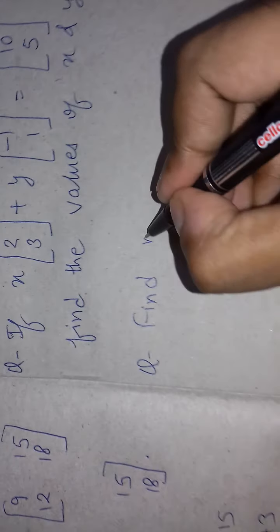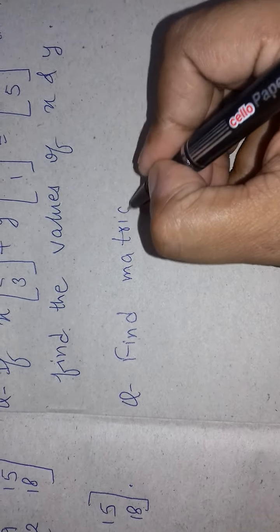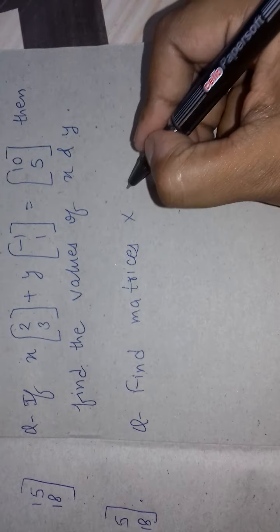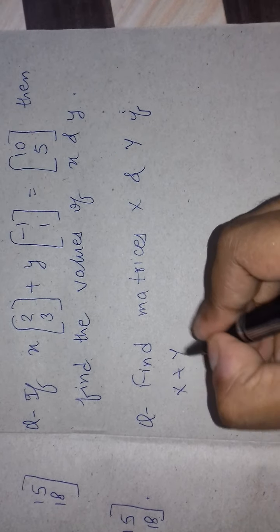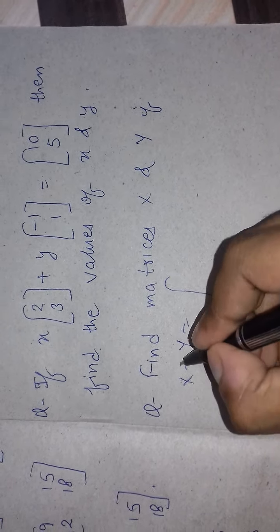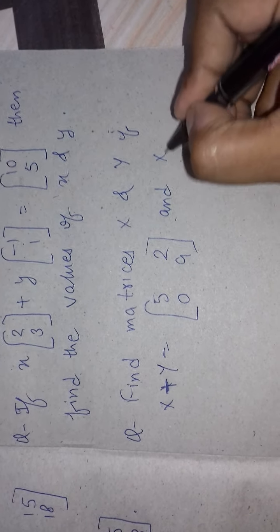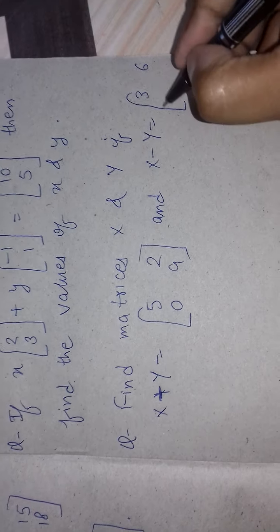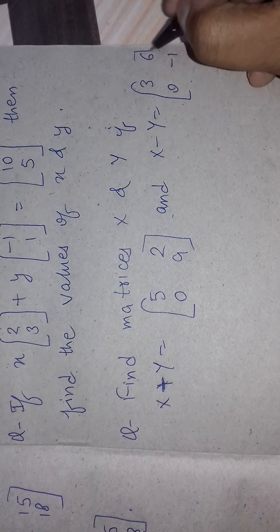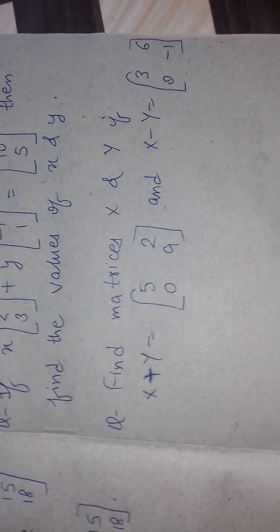Find matrices x and y if x plus y is equal to [5 2; 0 9] and x minus y is equal to [3 6; 0 minus 1].